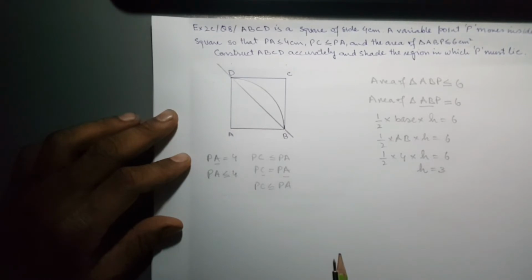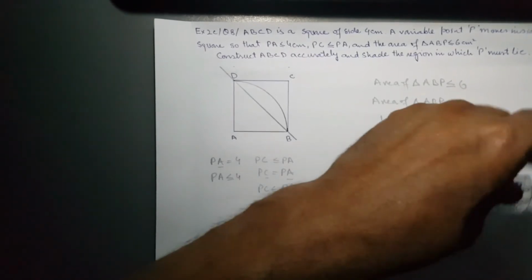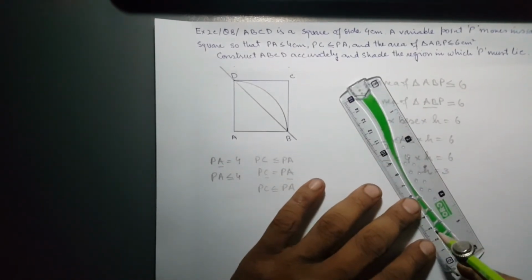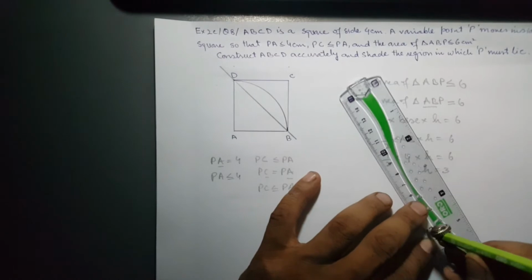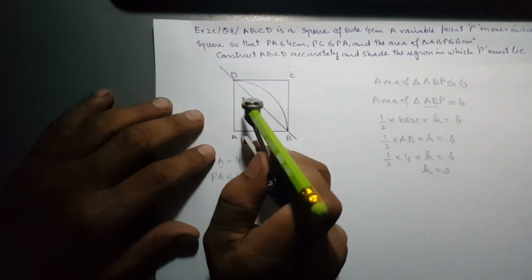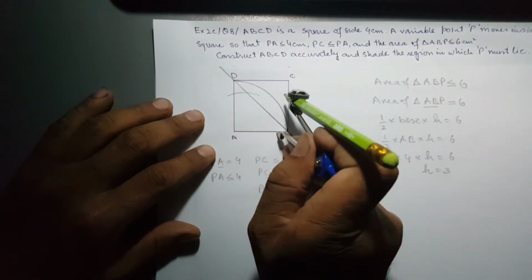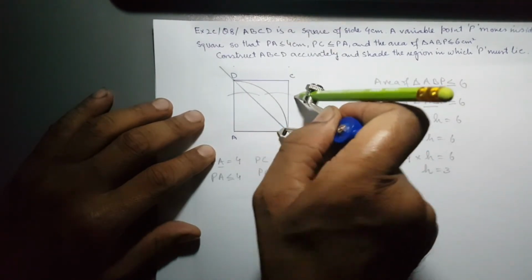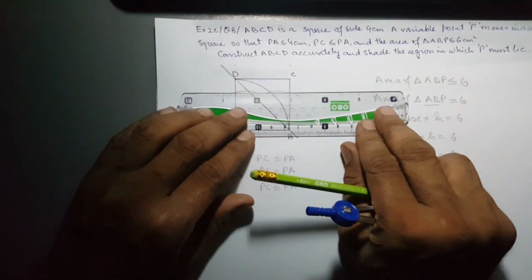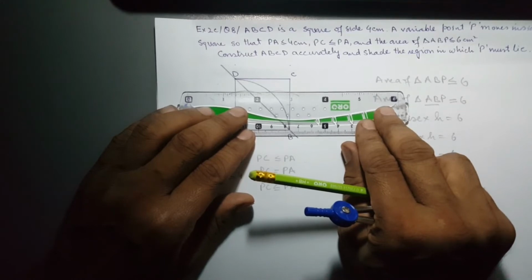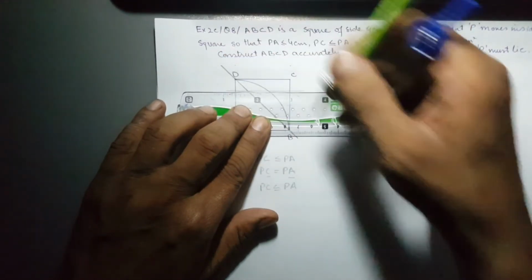We will draw a line parallel to the base AB having height 3. To draw a parallel line, we will draw two arcs with radius 3 and center any two points on the line AB. We will join the tops of the arcs to draw a parallel line.